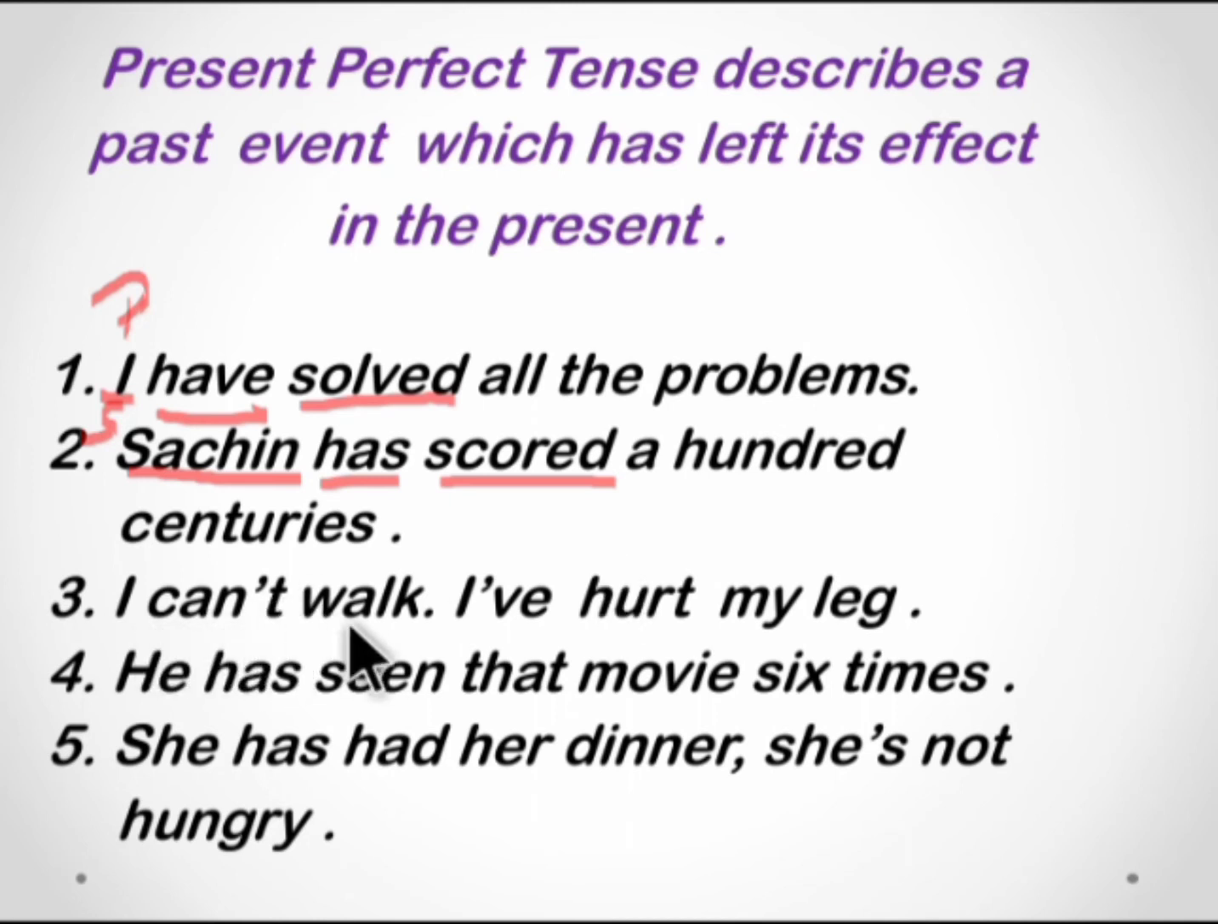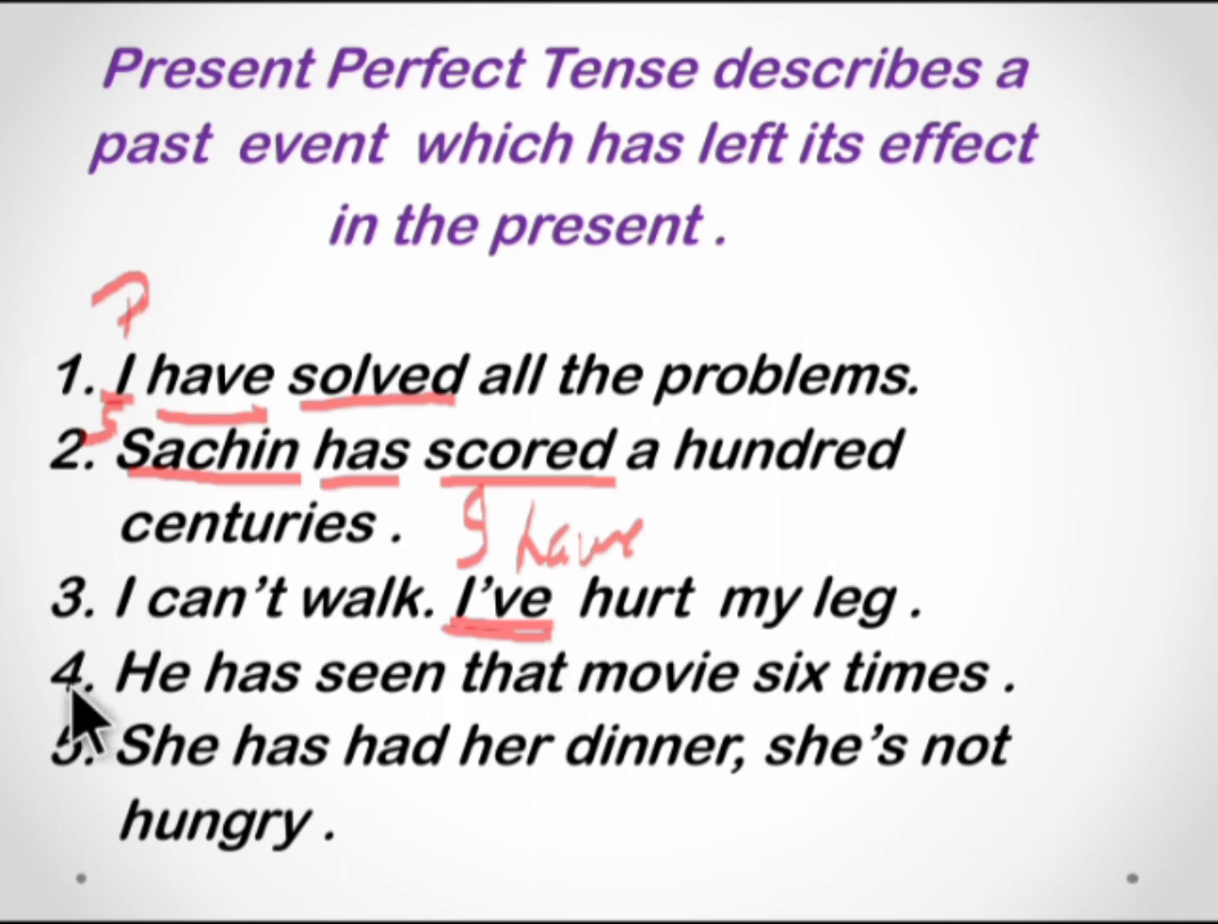Next is I can't walk. I have hurt my leg. Here I've is the contraction of I have. I have hurt my leg. I can't walk. So you have hurt the leg earlier. That is in the past. Because of that, you cannot walk. What is the meaning of that? The effect of that injury is still there in you.